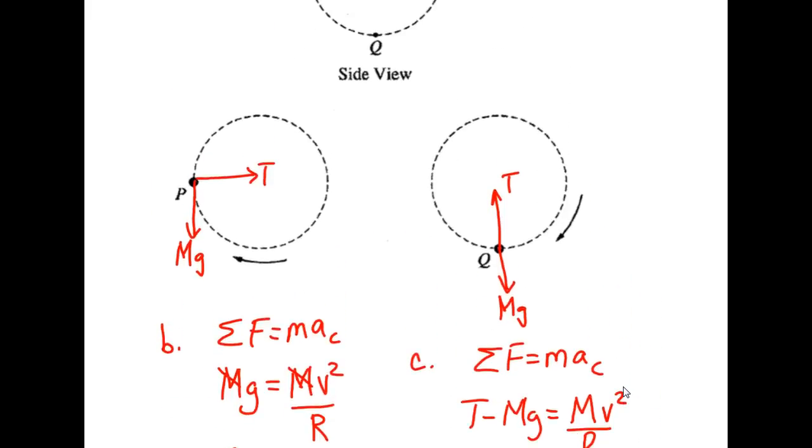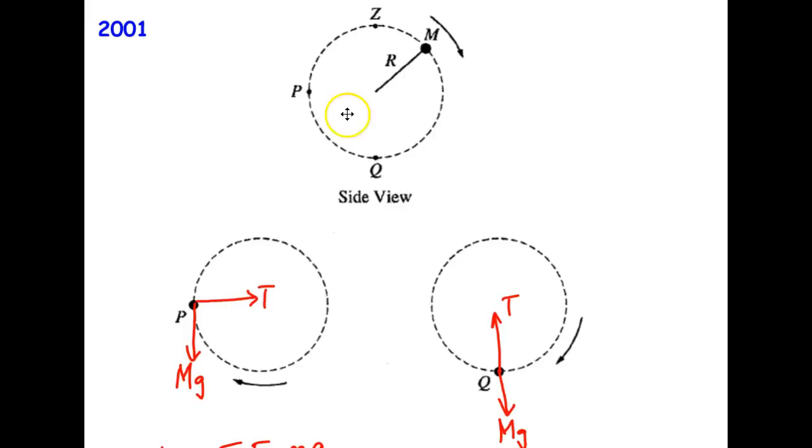D, suppose the string breaks at the instant the ball is at point P. Describe the motion of the ball immediately after the string breaks. So the ball comes around. Right here at point P, the string breaks. Remember that the velocity of an object traveling a circular path is tangent to that circular path. So at point P, the velocity would be straight up. So the ball, when the string breaks at this moment, is going to travel straight up, pause, and then fall straight back down.